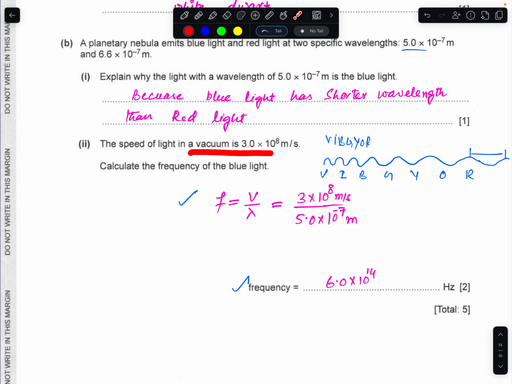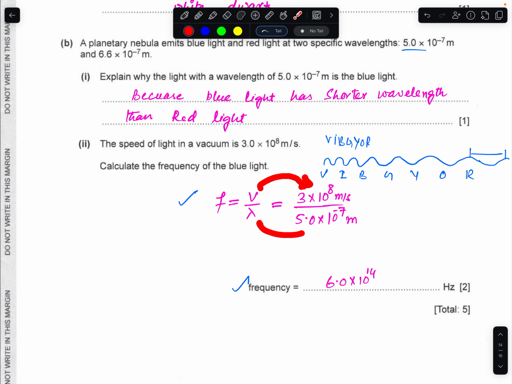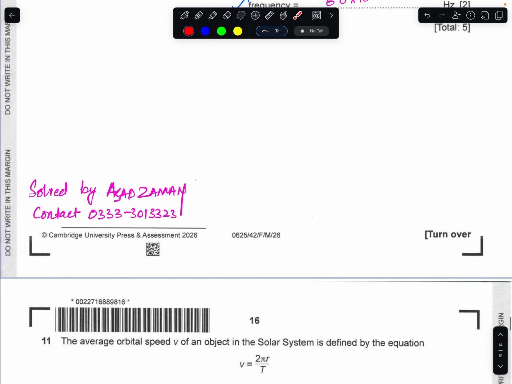The speed of light in vacuum is given. Calculate the frequency. Frequency is V by lambda, since V equals F lambda, and you can rearrange this for frequency, which equals V by lambda. Plug in the values. Speed is given, the wavelength of blue light is given, and you would get the frequency for blue light, which is 6.0 times 10 to the power 14 hertz.